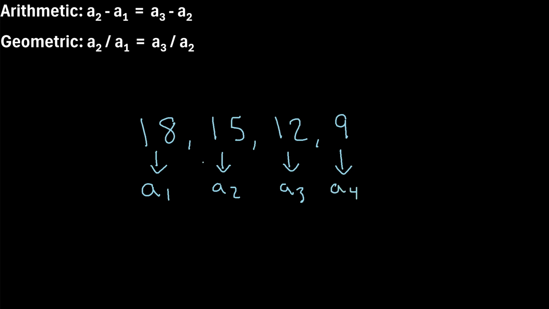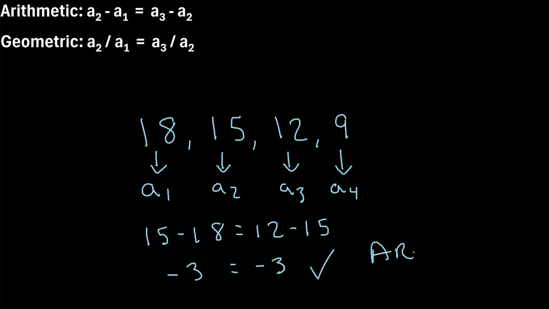Let's first check if it's arithmetic. So a2 minus a1, that's 15 minus 18. Is that equal to a3 minus a2? So a3 is 12, minus a2, that's 15. On the left-hand side, we get 15 minus 18, that's -3. On the right-hand side, we get 12 minus 15, that's also -3. So yes, this is an arithmetic series.